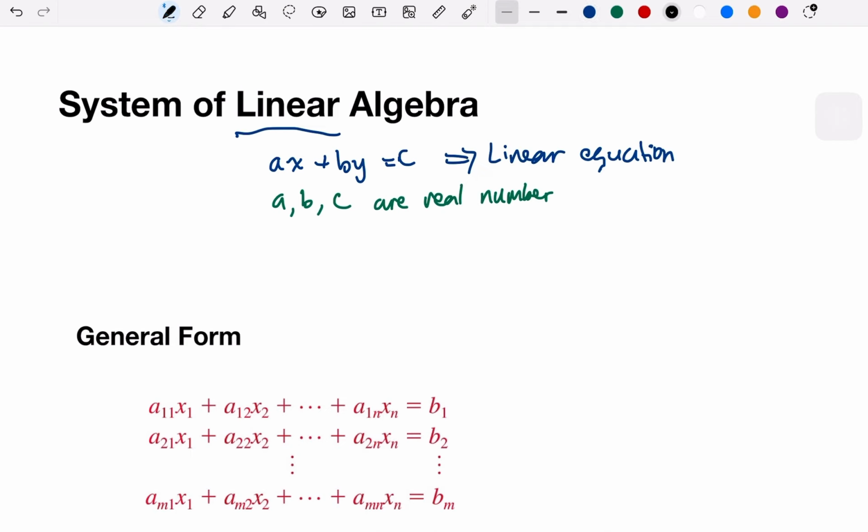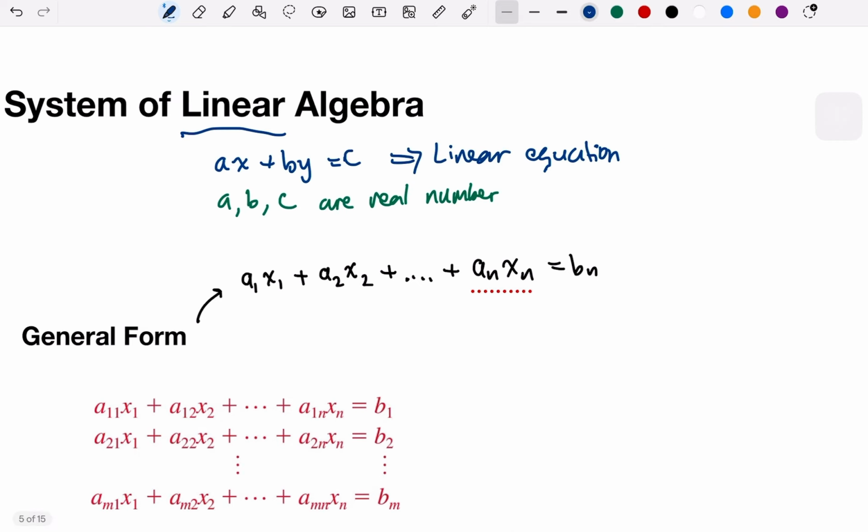Or, more generally, we can write a1 x1 plus a2 x2 plus dot dot dot plus an xn equals bn, where a1, a2, an, and bn are real numbers, and x1 until xn are the variables. So we are going to study what happens if we have more than one linear equation.